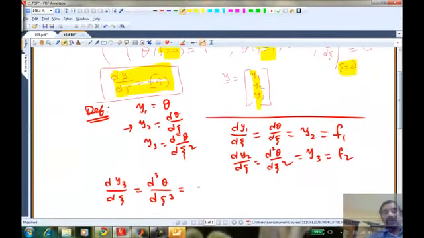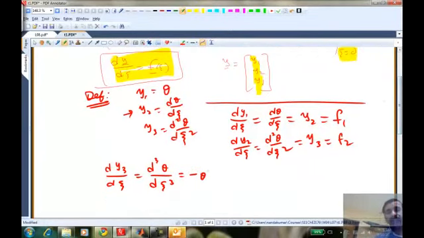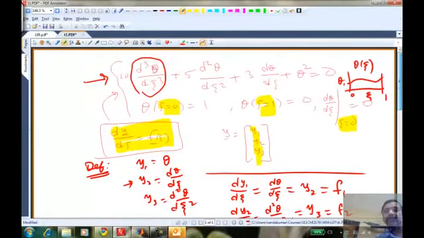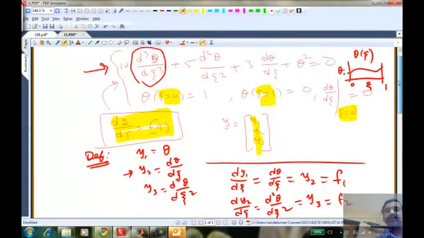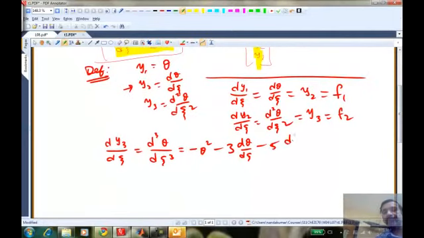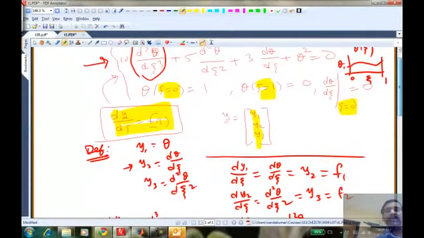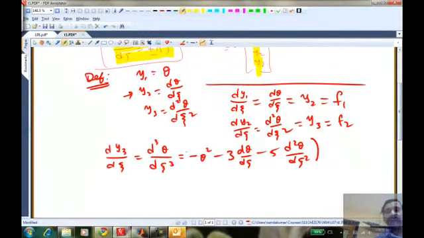Okay. So what is theta? Okay, let me just maybe write it first and then substitute it. Minus theta squared minus 3 d theta d psi minus 5 d square theta d psi squared. Okay, divided by the whole thing divided by 10. That is my third equation. dy3 d psi equals the right hand side. That is going to be my third function f3.